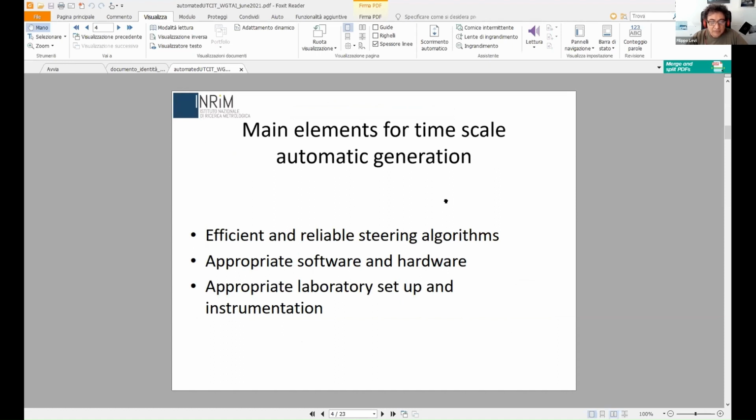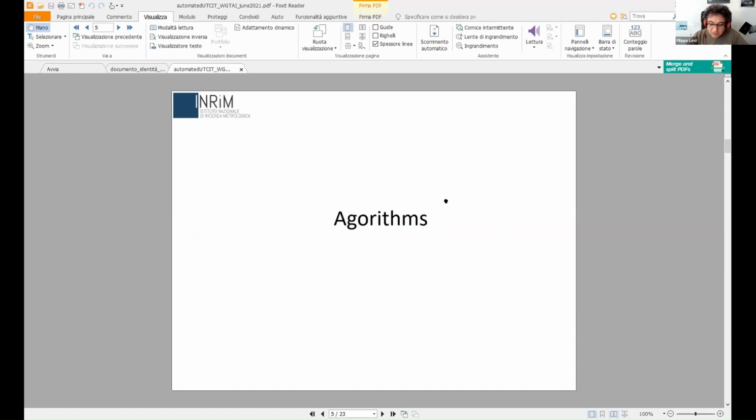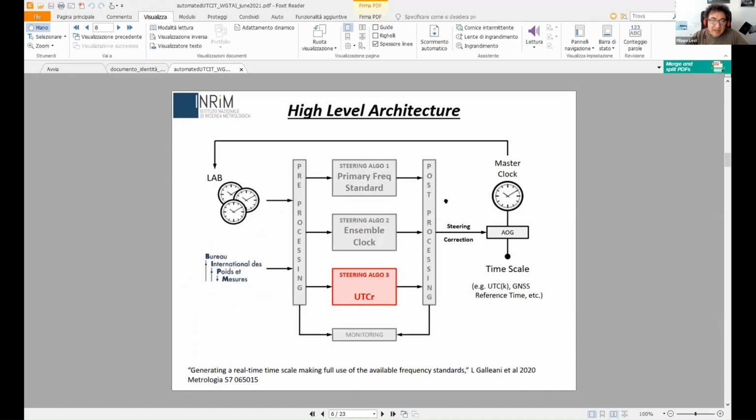So the first element is an efficient and reliable algorithm to steer the scale, and then an appropriate software and hardware, and then some appropriate and dedicated laboratory setup and specific instrumentation we have developed during the last years. So let's first come to the algorithm. This is the high-level structure of our architecture of the timescale generation.